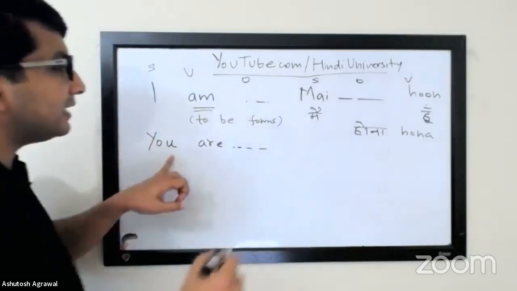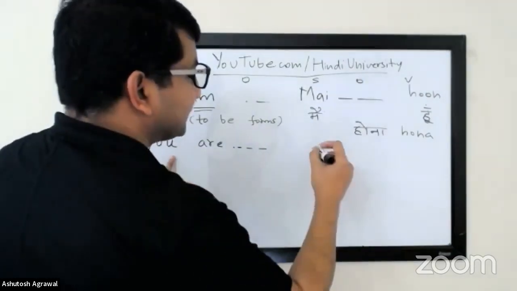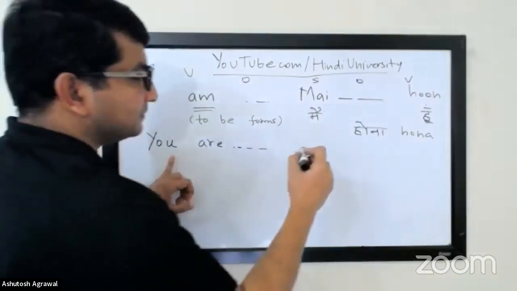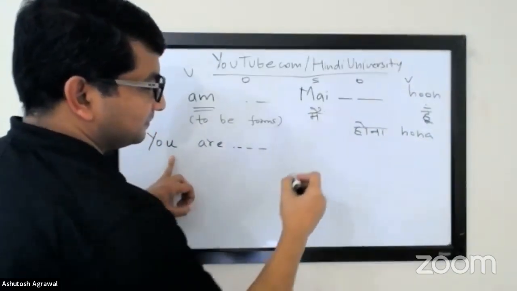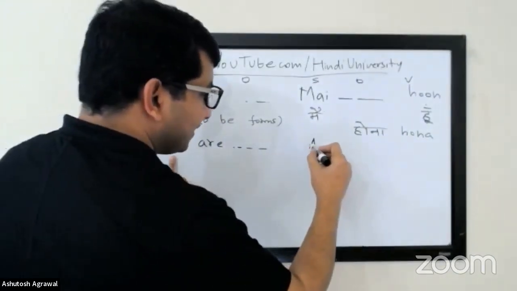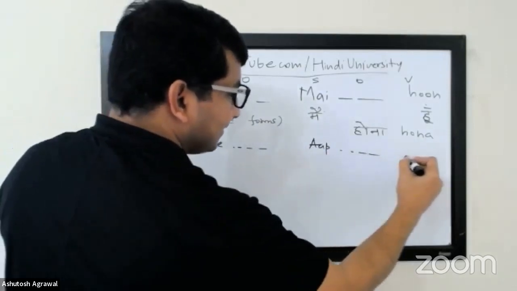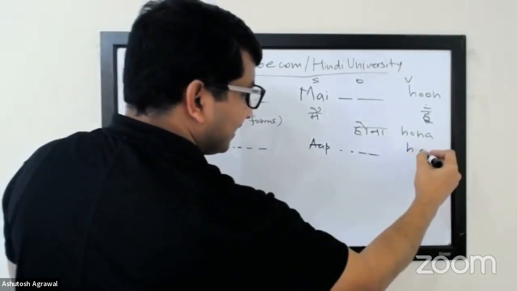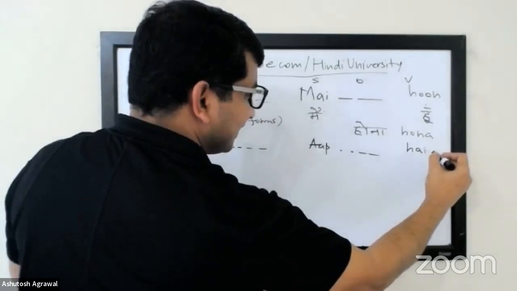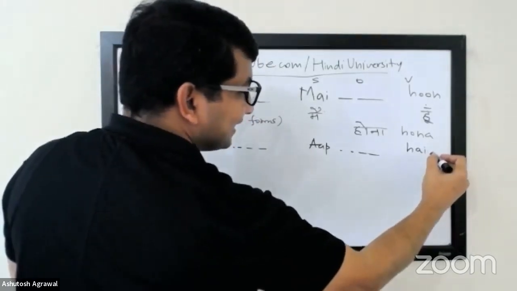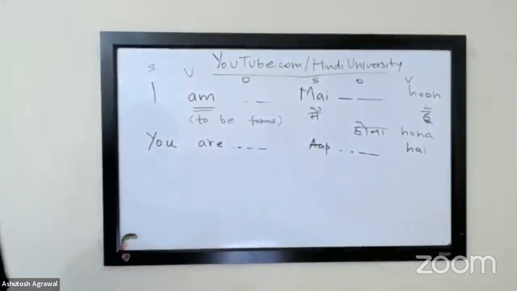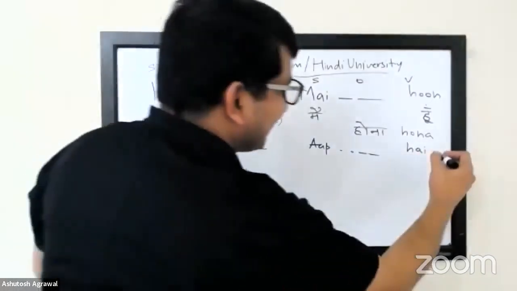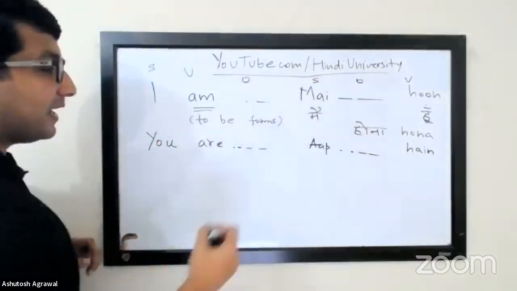What is "you are" in Hindi? "You" is aap, and then hai. Singular one, plural one. Who would like to try that? What is the sound that is made? Aap hai, the nasalized one, hain, with the nasal sound. Okay, awesome. You are: aap hain.